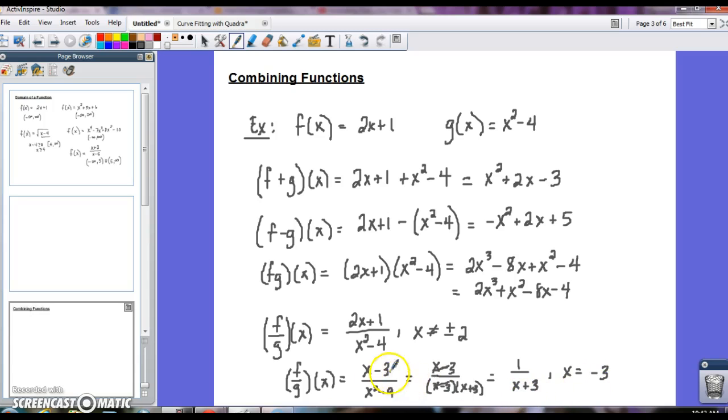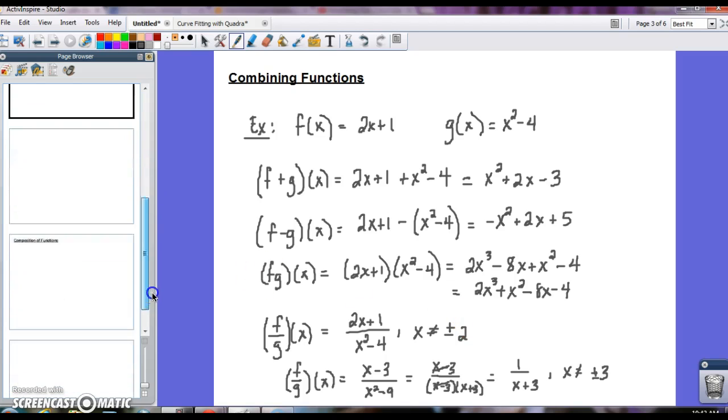But that's not true. You have to go back to the original, because this is where you would be starting. Somebody might try to solve it before they reduce it, and you have to take that into account. So in fact, the restrictions here are x can't be plus or minus 3. Okay, so that's just a quick little thing about combining functions.